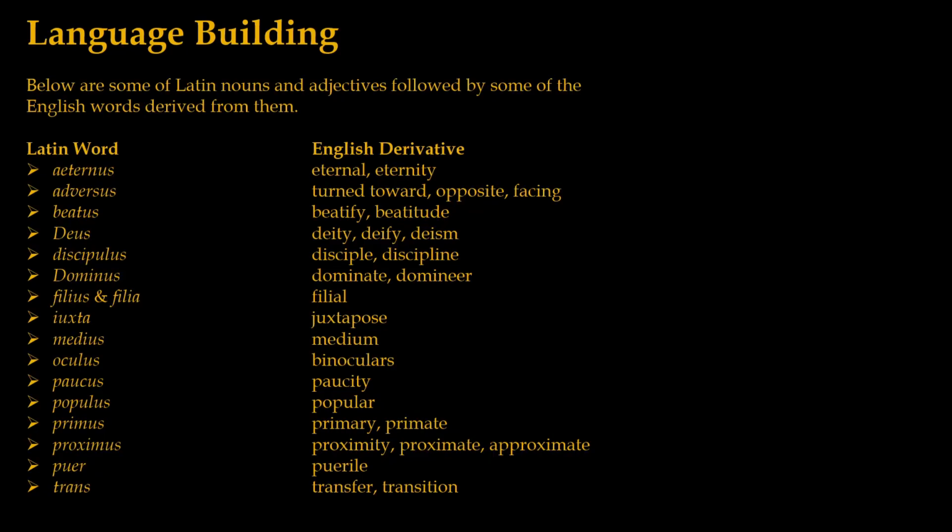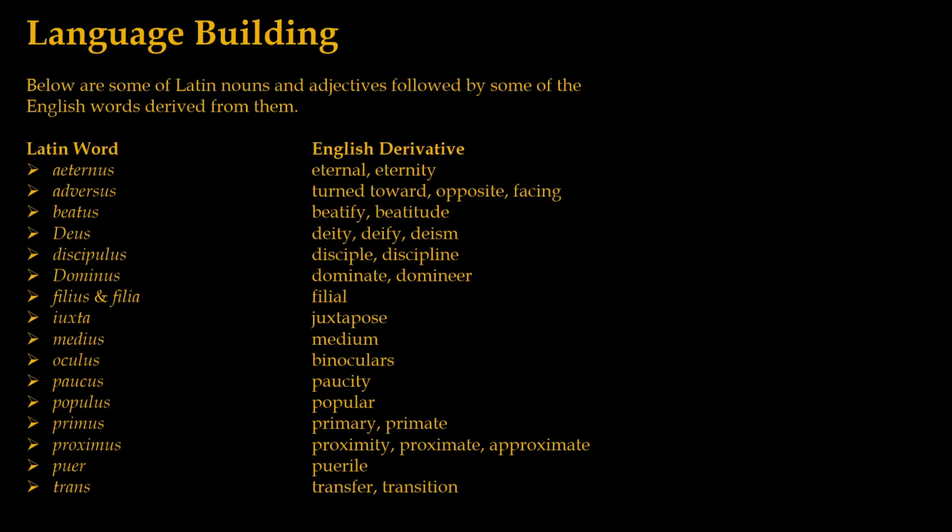Medius, our word medium comes from that, and a related word, middle. Oculus, for example, binoculars, bi meaning two. So literally binoculars are two eyes. We have an English word monocle, meaning one eye, the mono there from Greek monos, meaning one. Paucus, meaning few, and we have the English word paucity. Let me see, there was a paucity of people, you could say. It doesn't sound very good, but it makes sense. There were a few people.